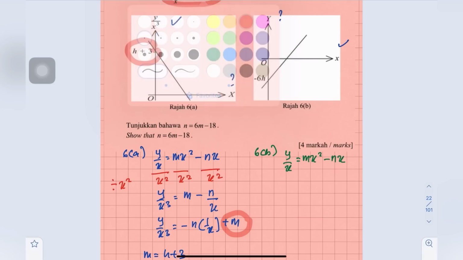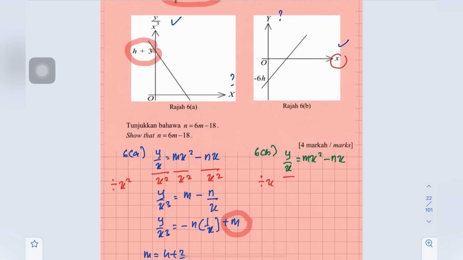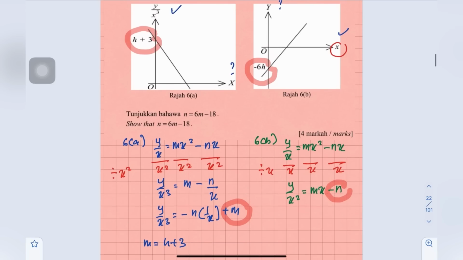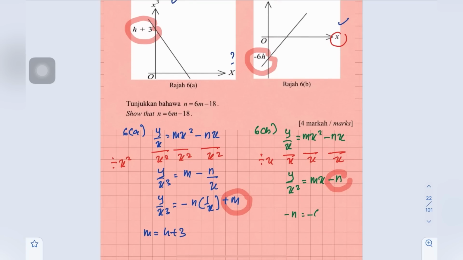Okay, so we can, dia nak x so kita boleh divide by x. So bahagi x, divide by x, divide by x. Yang ni kita akan dapat y over x squared equals to mx minus n. So dah nampak kan, big Y dia y over x squared, big X dia x sahaja. Okay, so then we can compare as well the C dengan ni. Okay, so then negative n equals to negative 6h. So n equals to 6h.